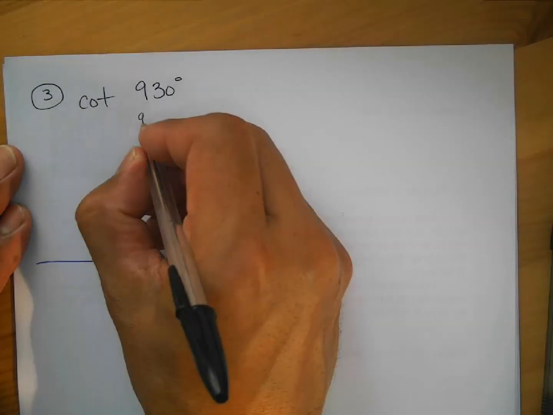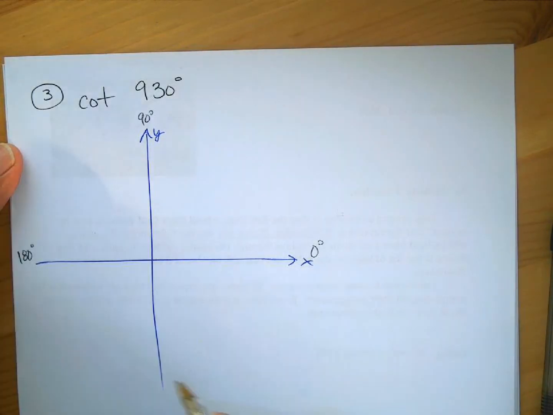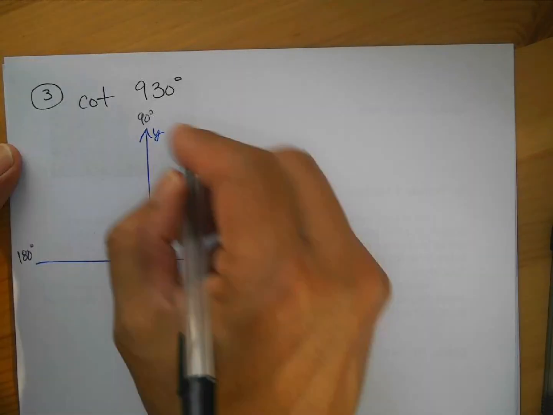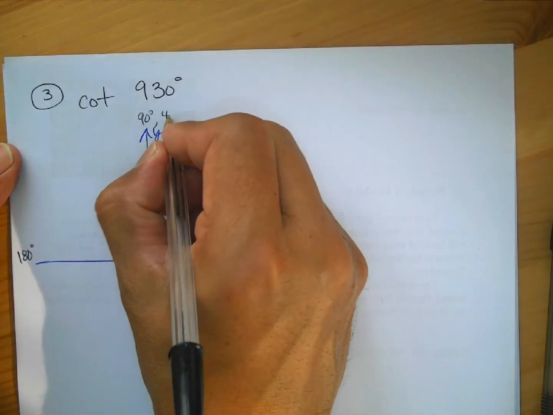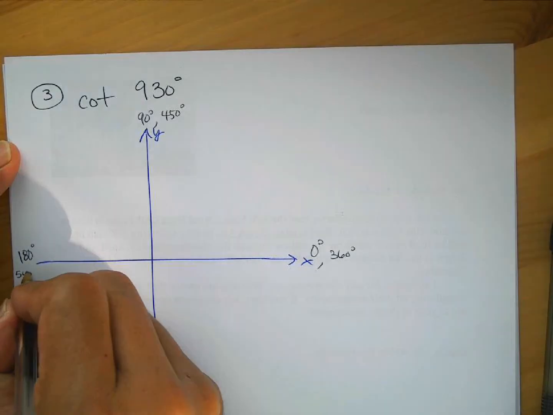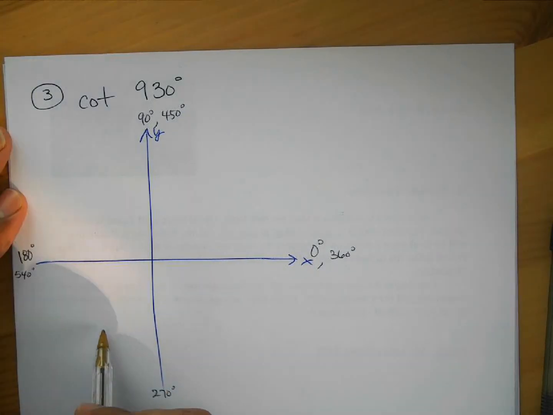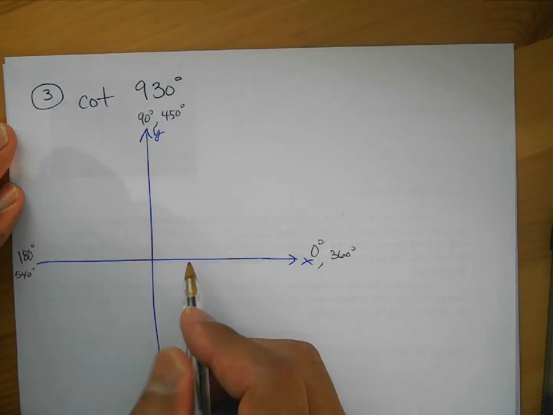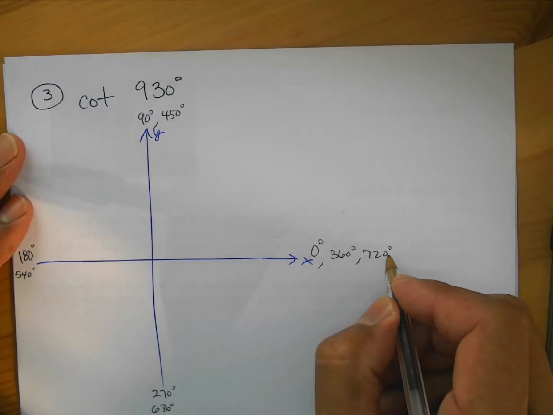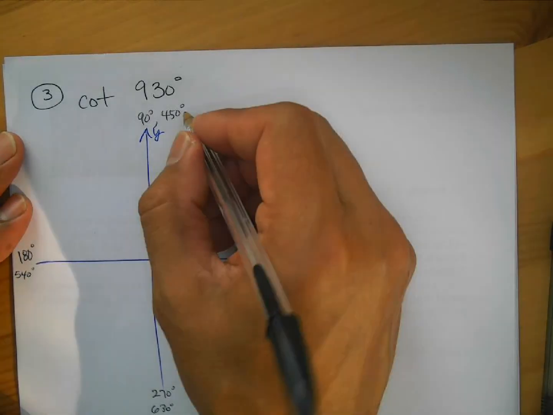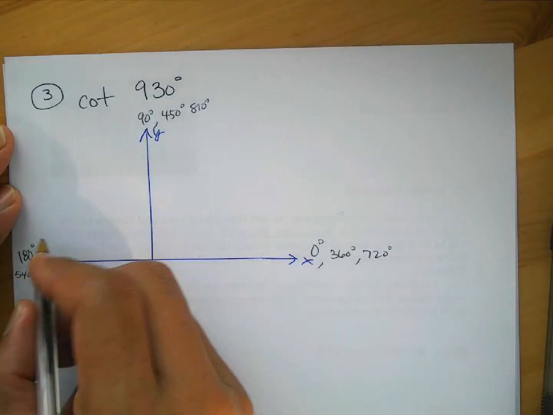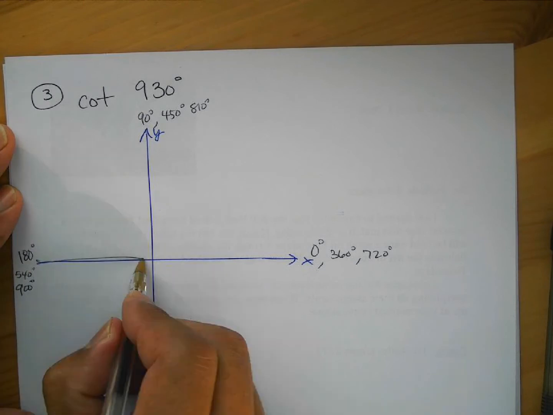All right, 0 degrees, 9 times 1, 9. 9 times 2, 18 with a 0, 180. 9 times 3, 270. 9 times 4, 360. 9 times 5 is 450, 45 with a 0, 450. 9 times 6 is 540, 54 with a 0. 630, 720. 9 times 8, 9 times 9, 810. 9 times 10, oh, this is 900. Oh, this is 900 here.